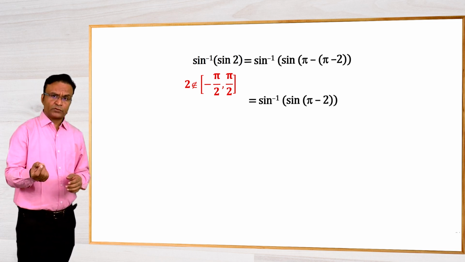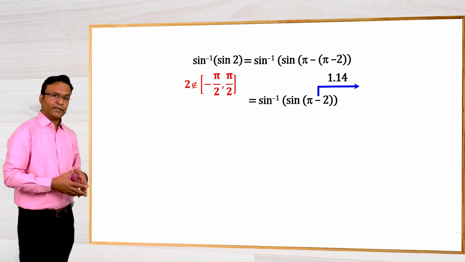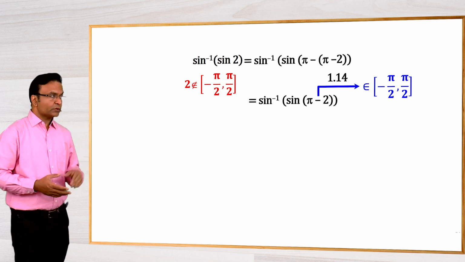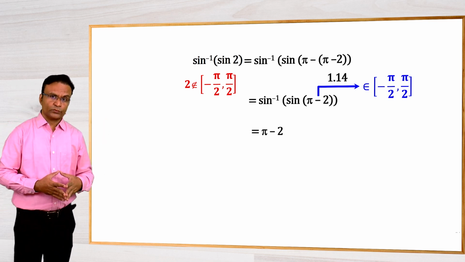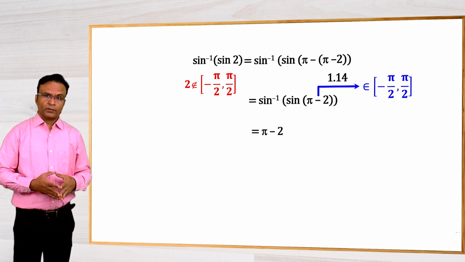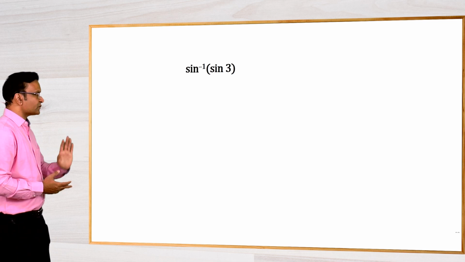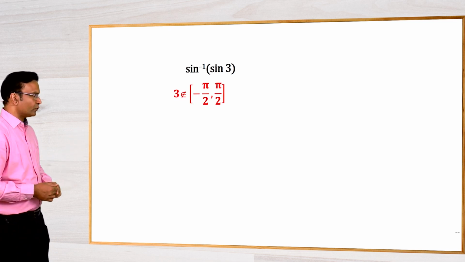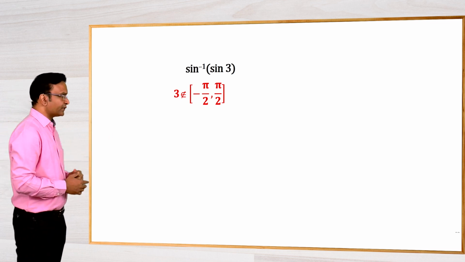Now this pi minus 2, which is approximately 1.14, belongs to minus pi by 2 to pi by 2. So the value of this is pi minus 2. Okay. Try next one, sin inverse of sin 3. Again this 3 does not belong to minus pi by 2 to pi by 2. So I add and subtract pi like this.